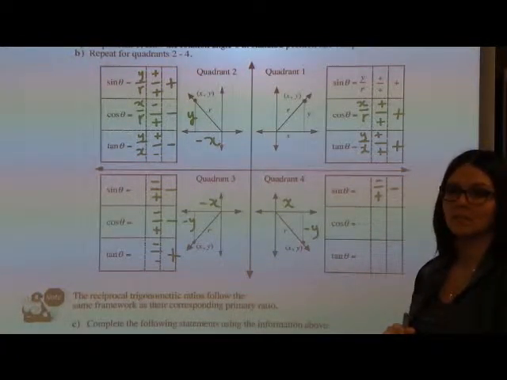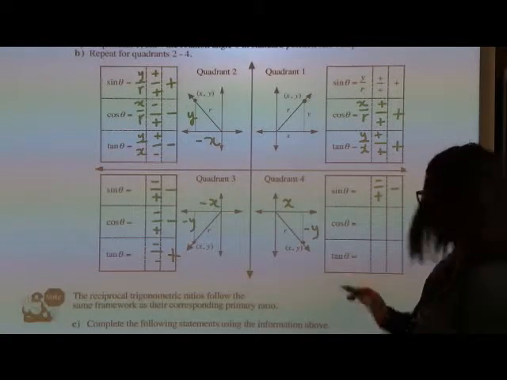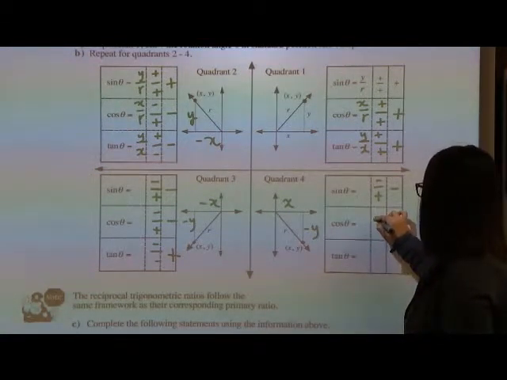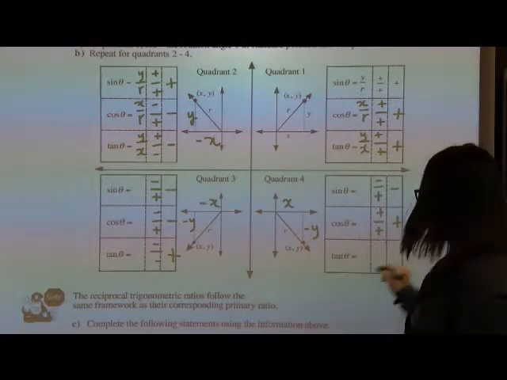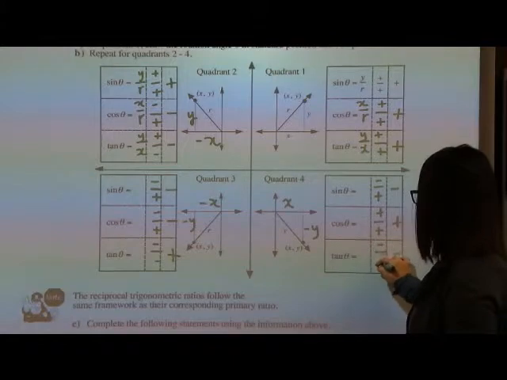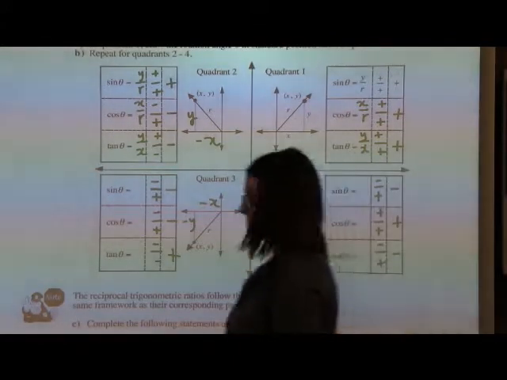Cosine is positive, because it's x over r. And tangent is negative, because I have a negative over a positive. Okay.